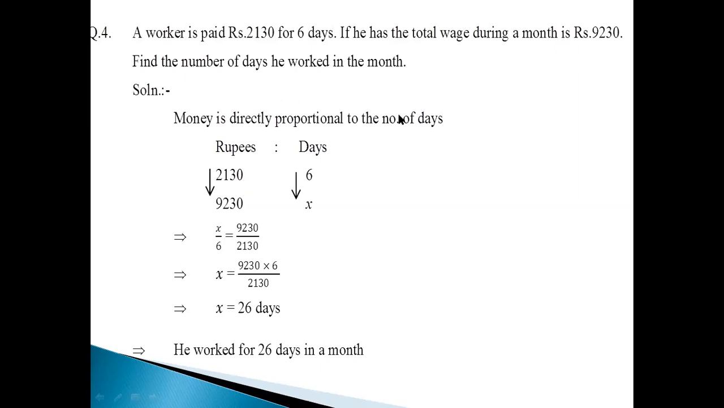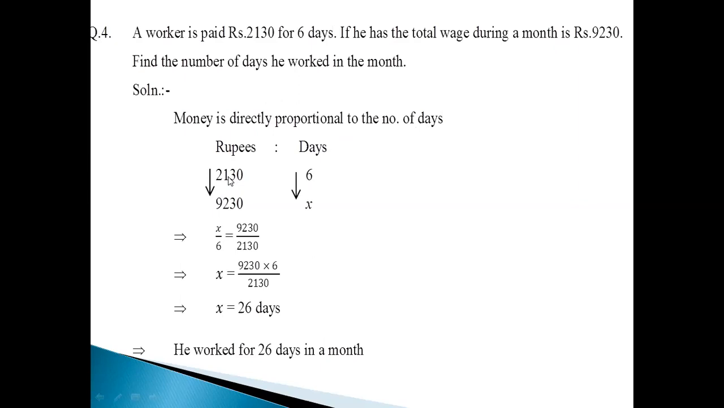From where do we find this statement? From the question. In the question you have been given his 6 days pay is 2130, and you are going to find it for the month. So you are going to find how many days he worked. For 6 days his pay is this. So money is directly proportional to the number of days. For direct proportion, the arrow will always go from smaller to greater. The arrowhead will be on the greater value.